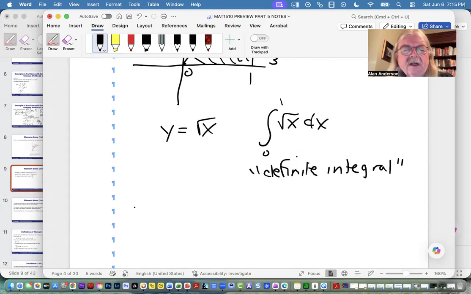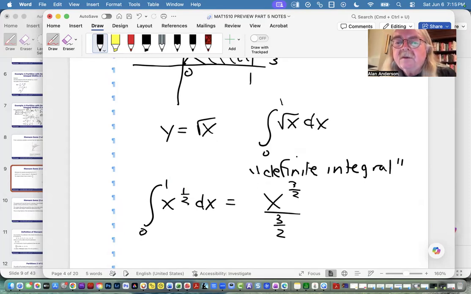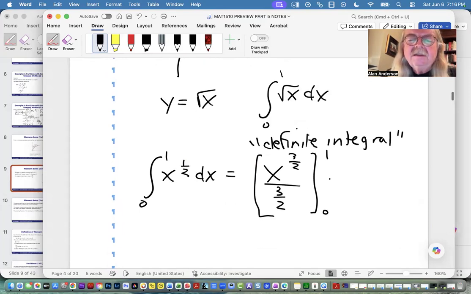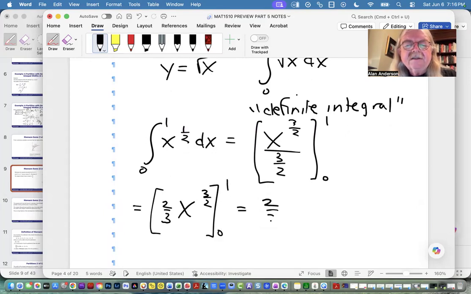So first things first, let's rewrite radical x as x to the 1/2. And we end up with x to the 3/2 over 3/2. And instead of having a constant here, like we would with an indefinite integral, we have to evaluate this over the range from 0 to 1. Okay. Now, first things first, let's clean it up a bit. And we can factor out this 2/3.